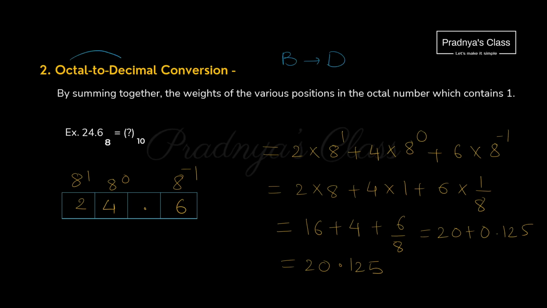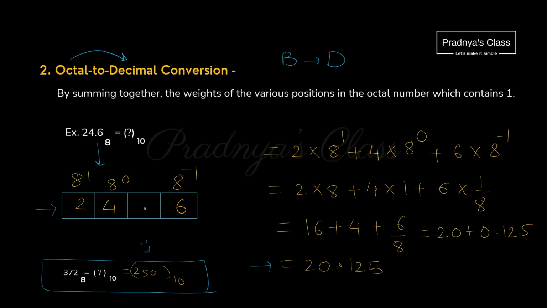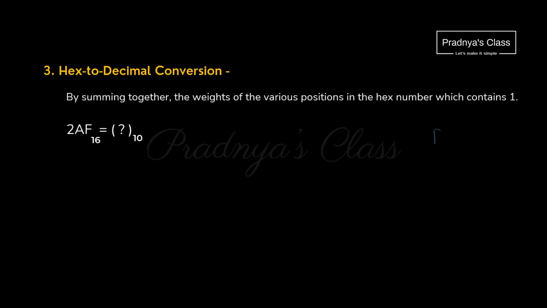It's time for octal to decimal. Same process we will be following. Here is the given number and here are its positional weights. Multiply it and solve it. I trust you. You can do it yourself. Pause the video and finally you can cross-check your answer. If you want one more example for practice, here it is. So by now you are expert in converting binary to decimal as well as octal to decimal.